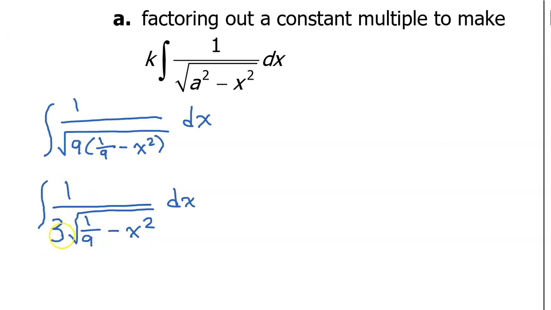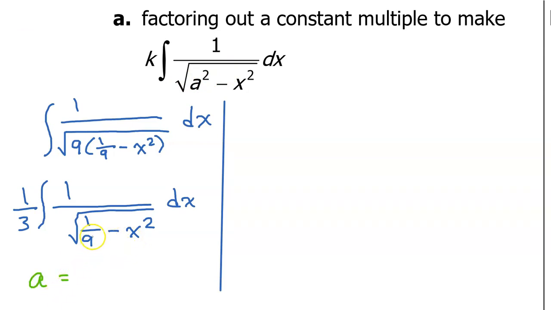Now that we have the 3 sitting out front, we can easily see that actually we can take this all the way to the front of the radical. So let's actually erase this 3 and put it in the front as a 1/3. So this is actually now a perfect match for the rule. We just need to understand what the a value is.